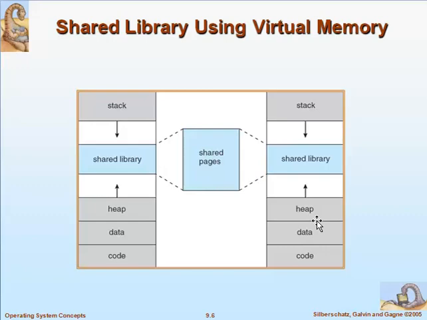Yet the actual physical pages of memory are shared. Virtual memory also allows pages to be shared during process creation, with system calls such as fork. Thus it speeds up process creation. That is how virtual memory allows a very efficient way of process creation.